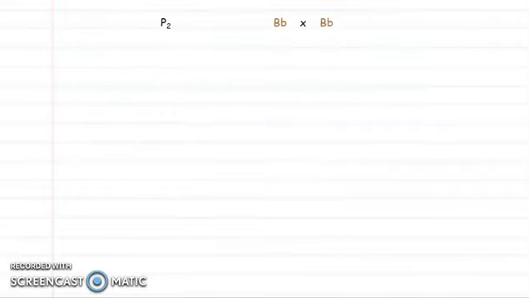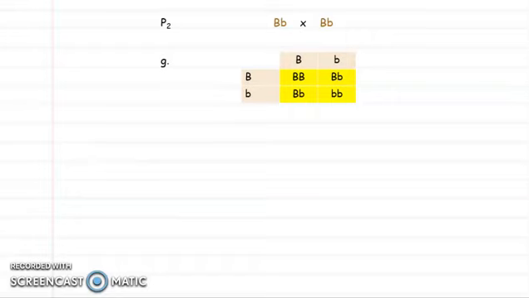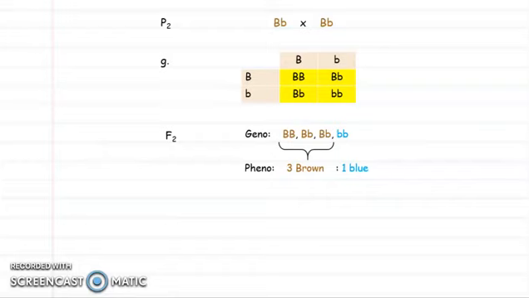Now, if we take a couple of those individuals from the first generation of offspring and breed them together, so they are our second lot of parents, here are the possible combinations of the gametes and the genotypes of the offspring. In the F2 offspring generation, the genotypes are like so, but the phenotypes are 3 brown-eyed individuals to 1 blue-eyed individual.